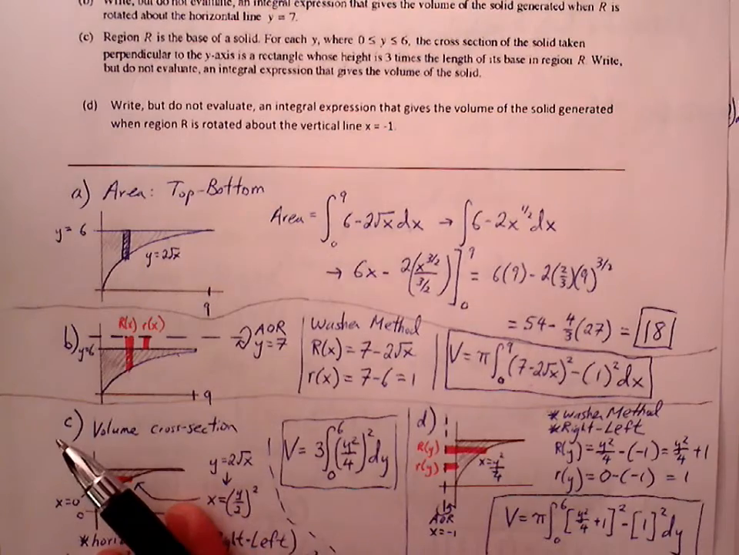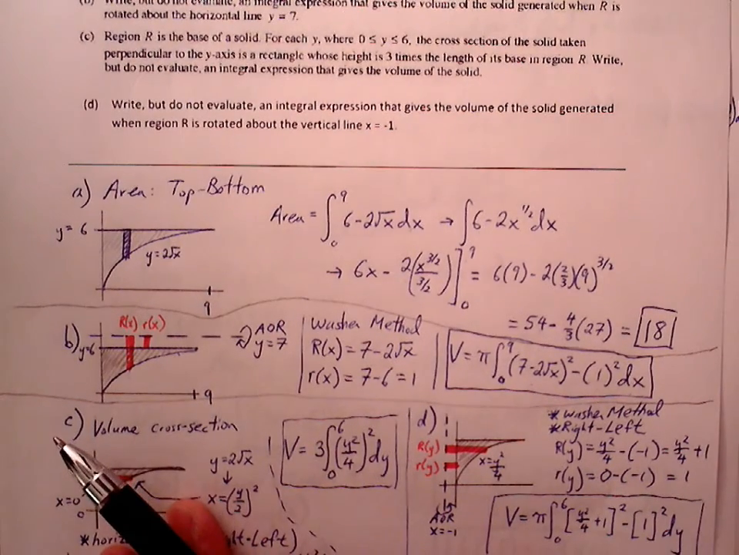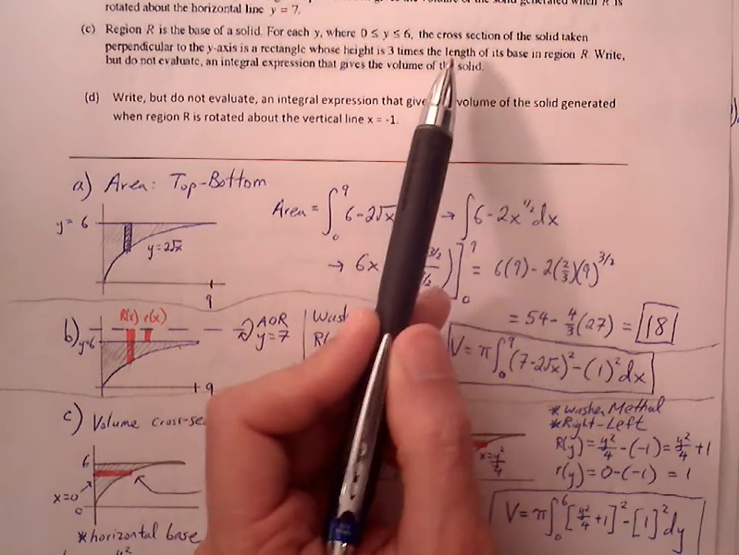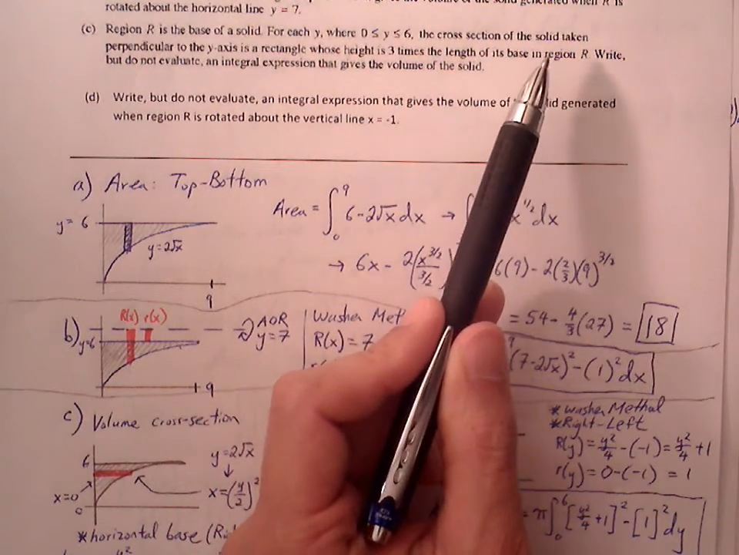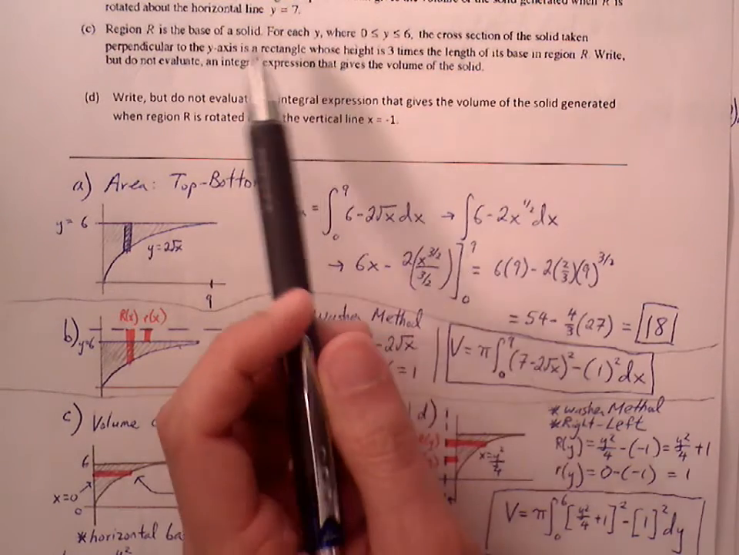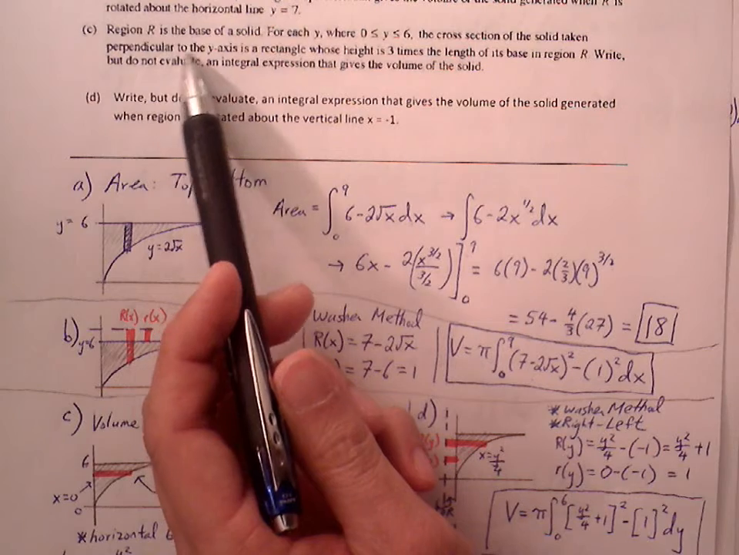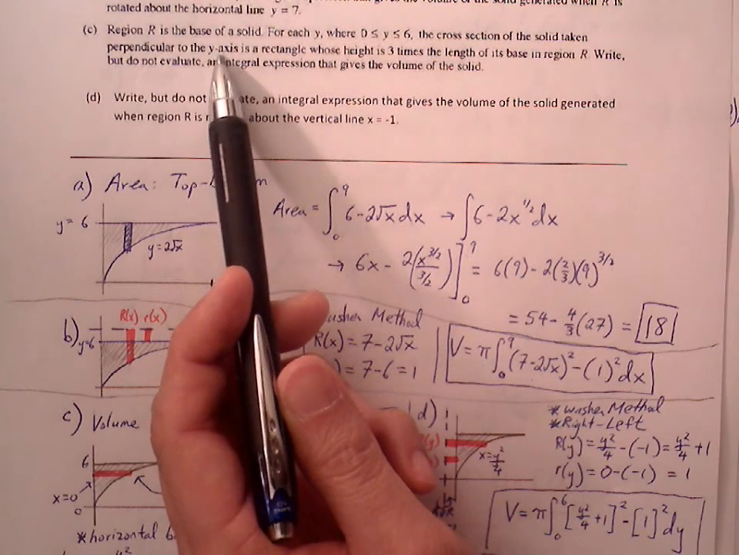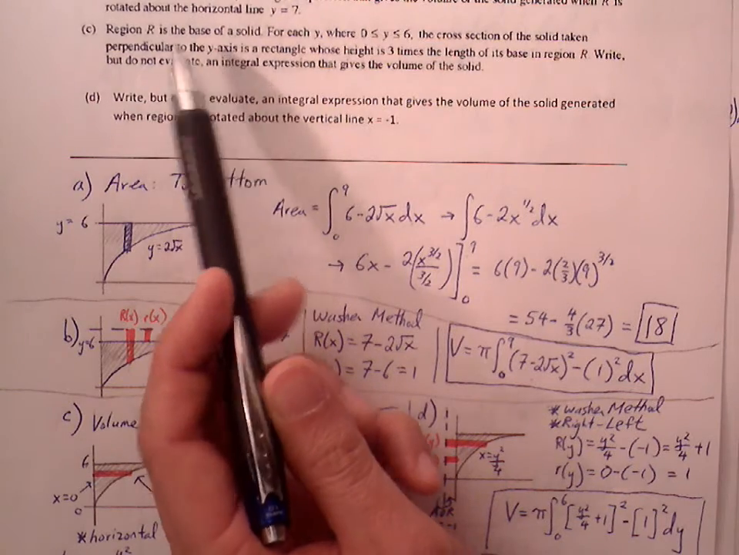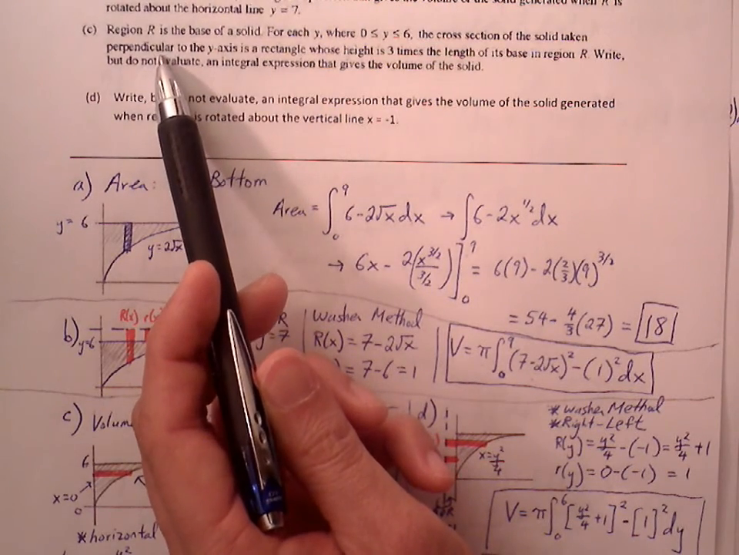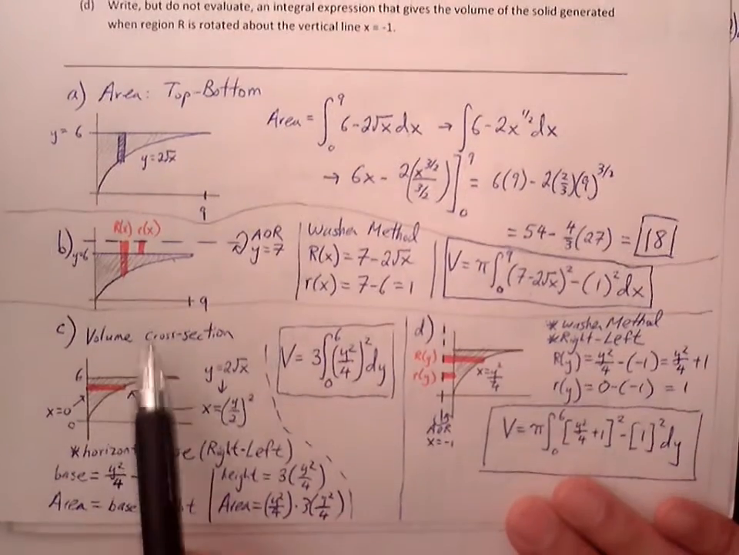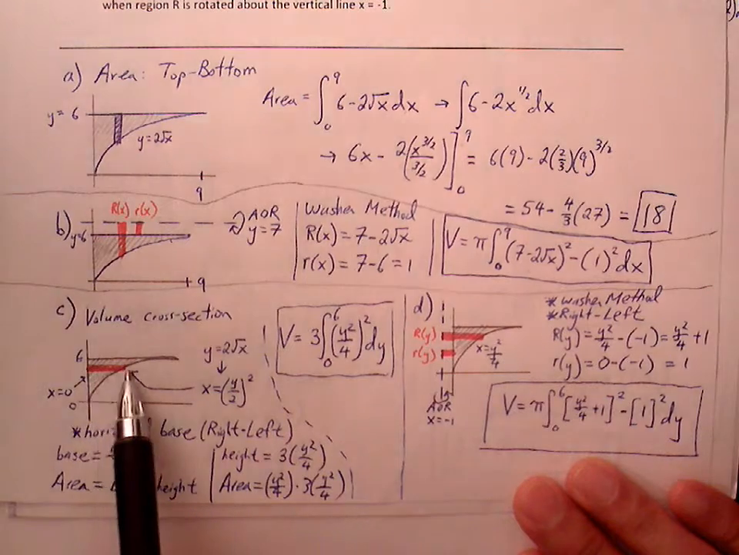Okay, for part C, we have region R is the base of a solid, so we're doing cross sections here, but we have to decide how to draw our base length. Are we going to draw it vertically, or horizontally? The problem says perpendicular to the y-axis, so let's think about what direction that is. The y-axis is vertical, so perpendicular to a vertical line must be horizontal. So we want to draw a horizontal base that will represent our base length. So here's my base length that I drew horizontally.